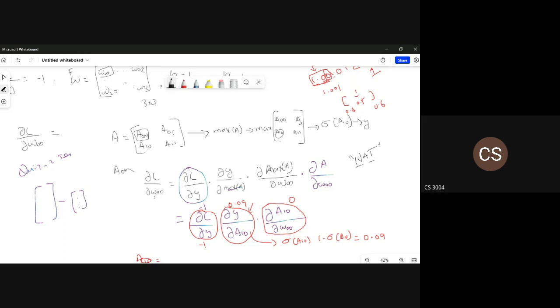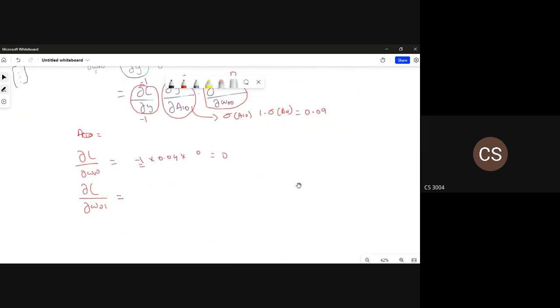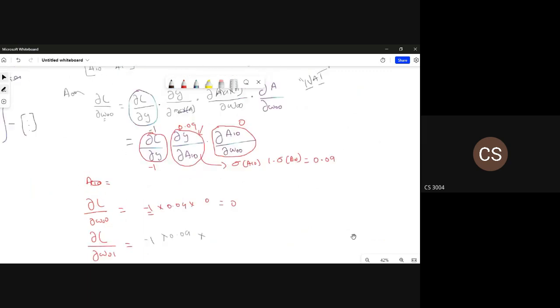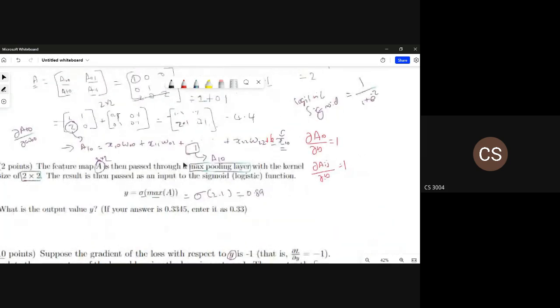Out of 10 minutes, you might have spent about 5 minutes figuring out and computing the first quantity. But to compute the next quantities, you now see the pattern. I leave it to you. So it's -1 into 0.09 into whatever that value is. Now I am computing with respect to W01.